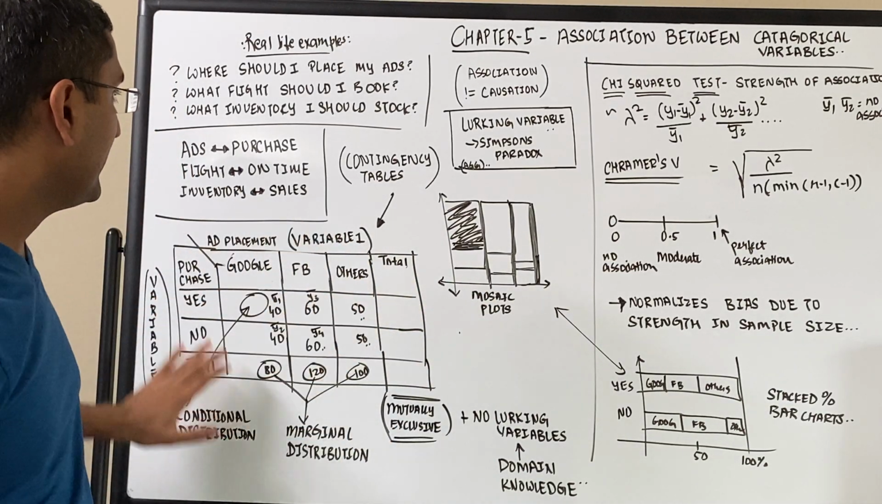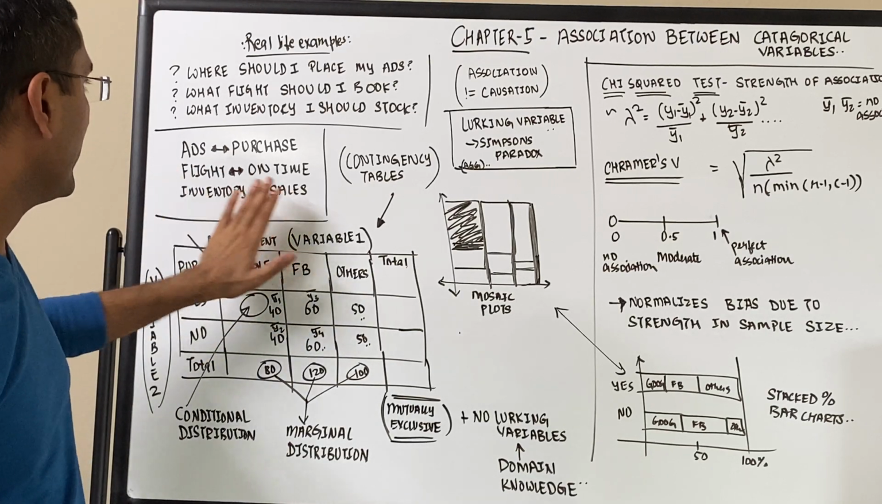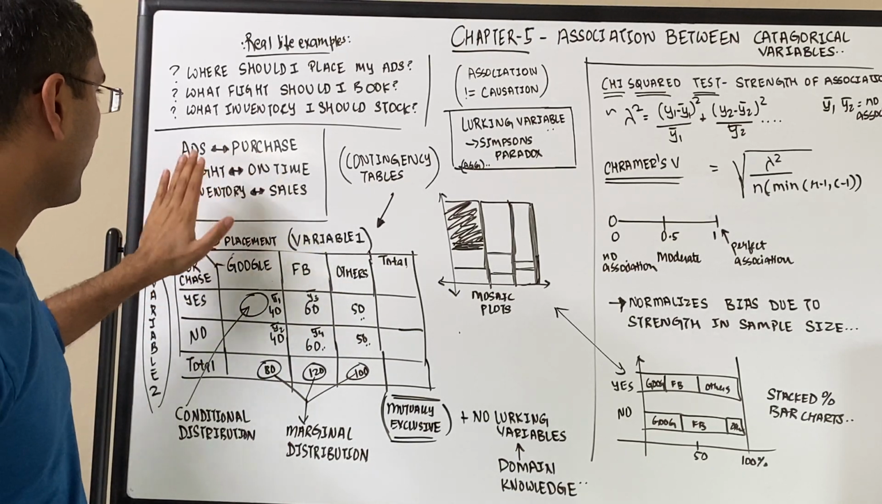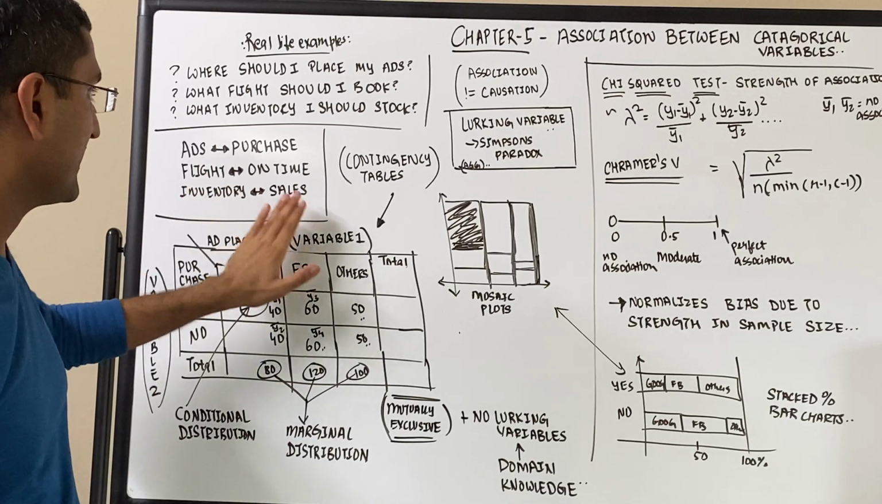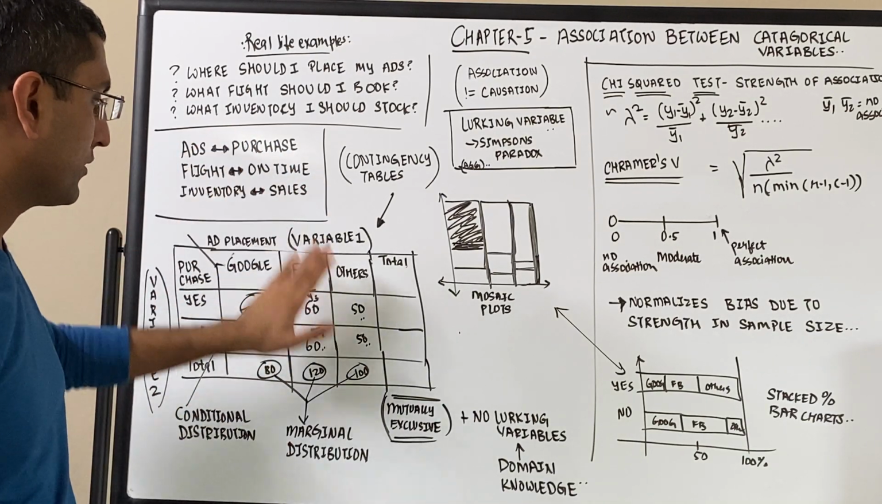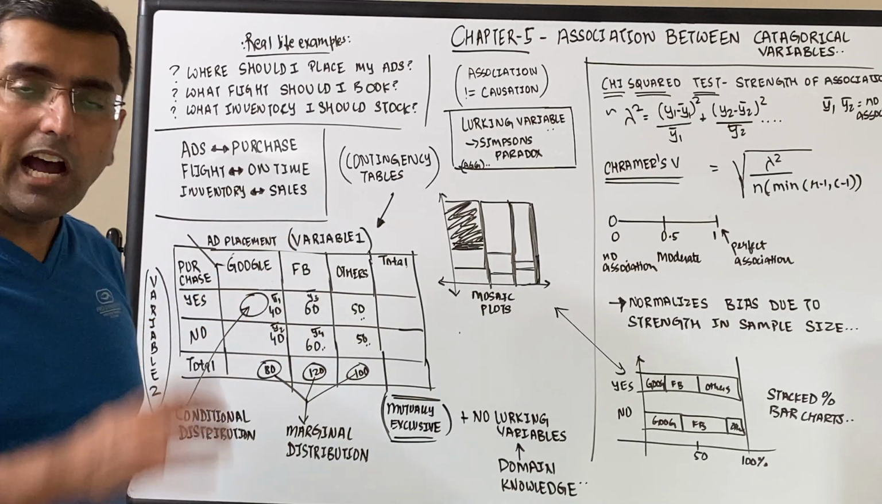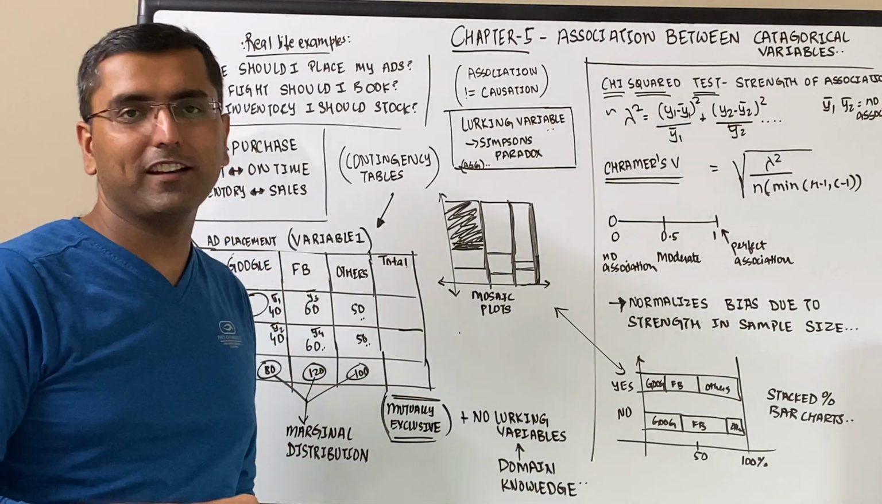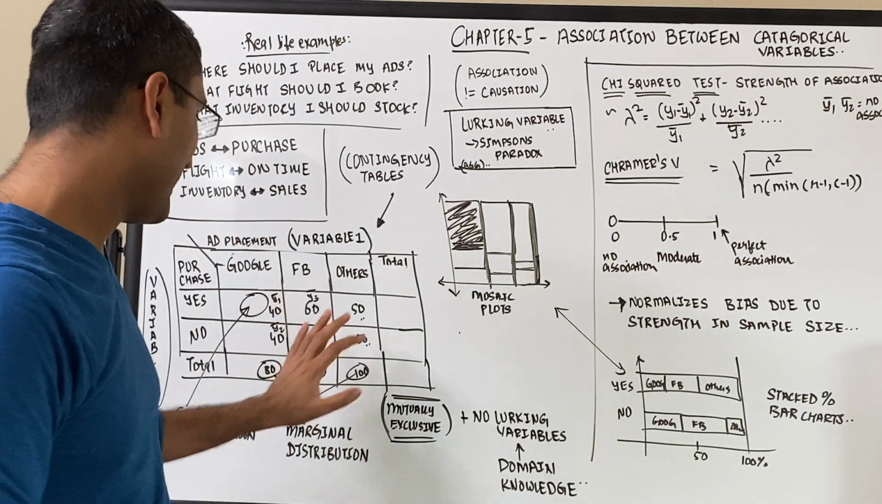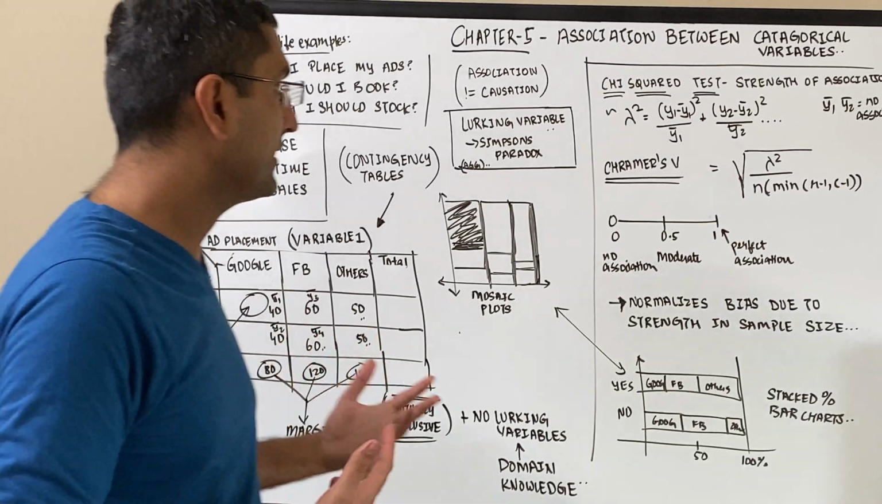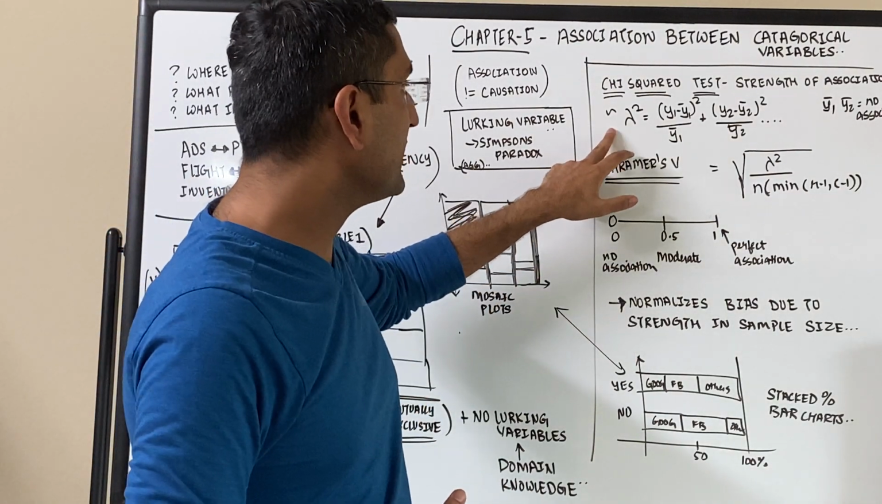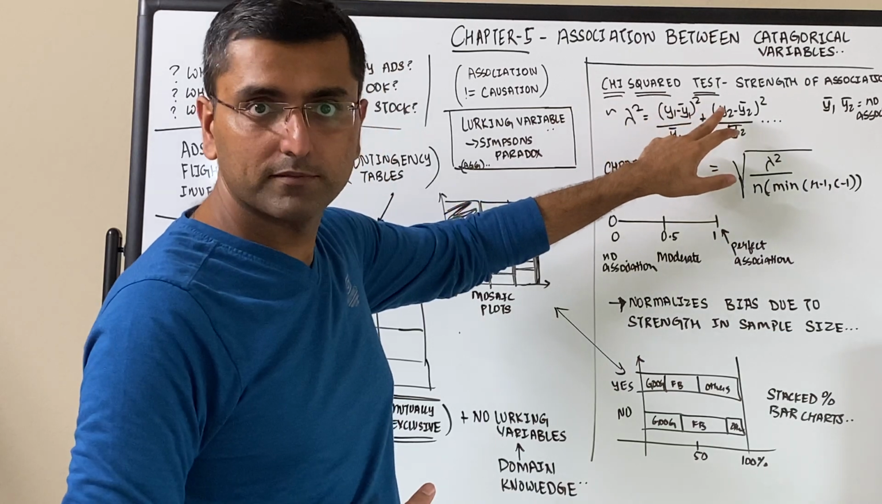So we looked at the contingency table. We looked at how two variables, ads placement and purchase, flights being on time, inventory and sales, can be examined to find out if there is some association. Now we also want to find out the strength of that association. We just don't want to know that this is higher, this is lower, but what is the strength? So we have this test called the chi-square test.